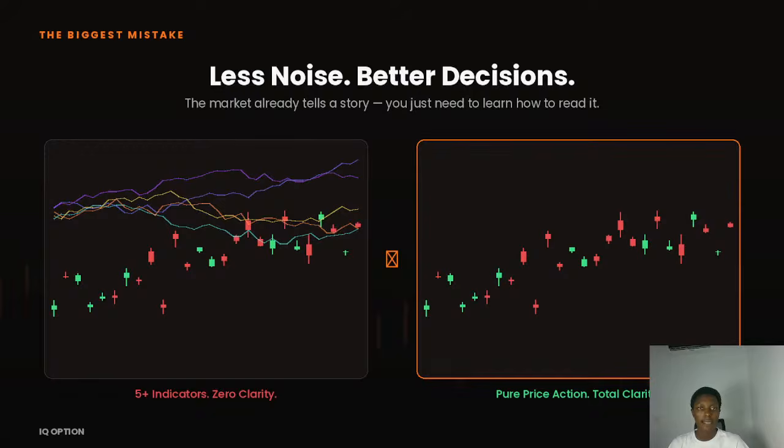So we're going to talk about some of the biggest mistakes traders make. When you look at the left side of the image first, this is what most retail traders' charts actually look like. When you open their chart, you can see many different indicators, like 6 different indicators, all stacked on top of each other.